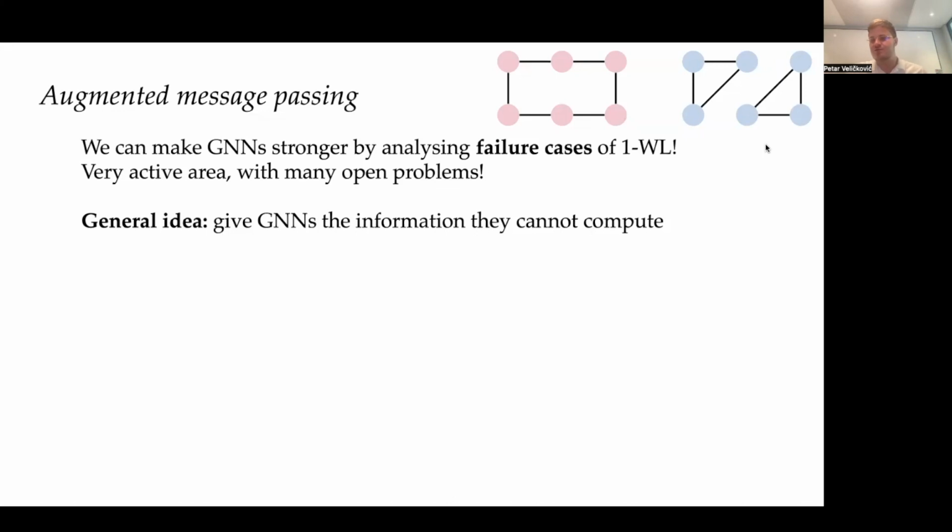So there's a huge area, which I like to call augmented message passing, which tries to build more powerful GNNs, usually by looking at the cases where the Weisfeiler test fails, and then finding ways to give the graph neural network the context that it needs to solve that problem. And here I've given you this example of the 6 cycle versus 2 triangles again, so that you can properly keep it in the back of your mind while we study this.